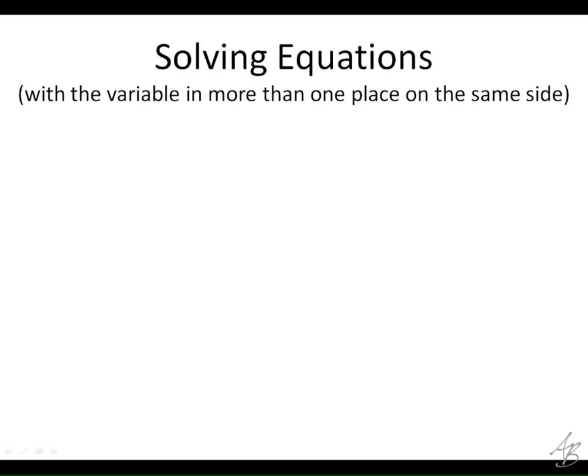So in that first example, the 2a and the 3a were on the same side of the equation. They were both on the left side. If they were on different sides, then we're going to have to do something different, and that's what we're doing next week.